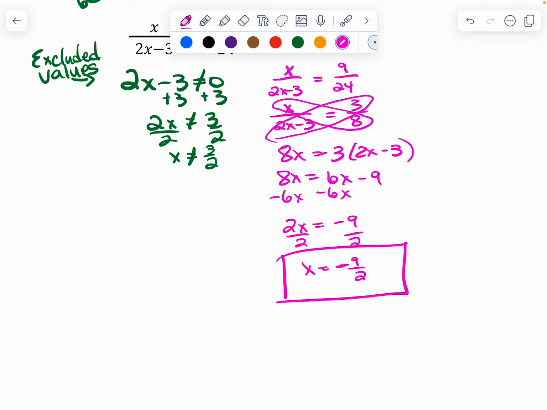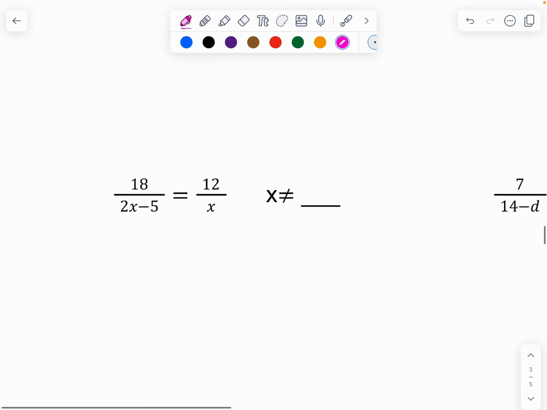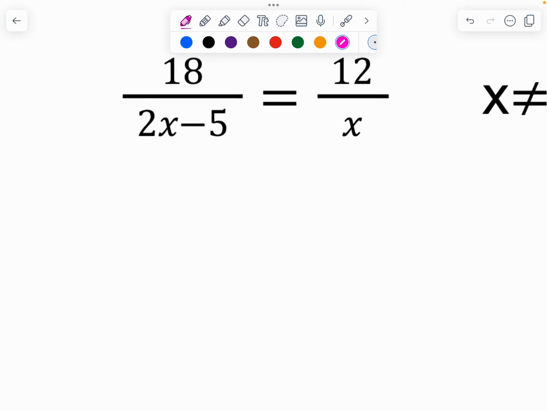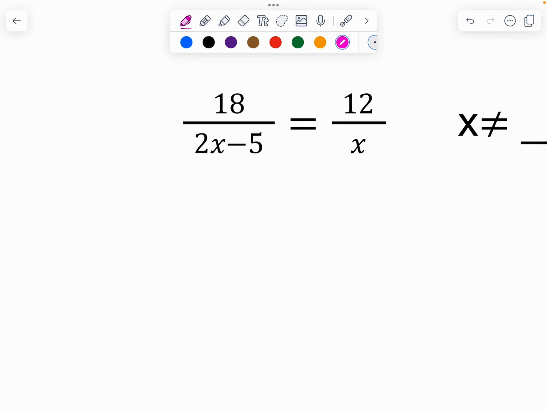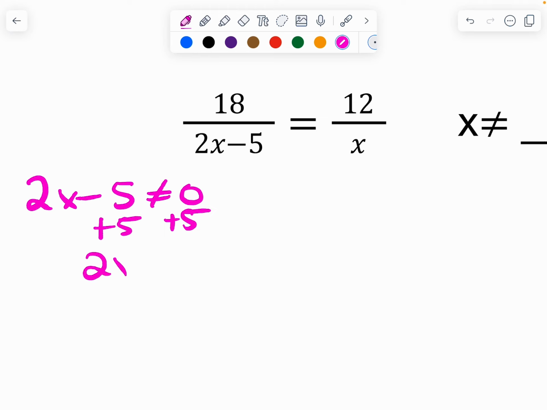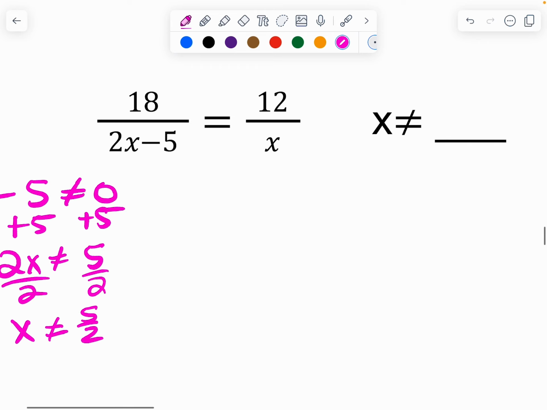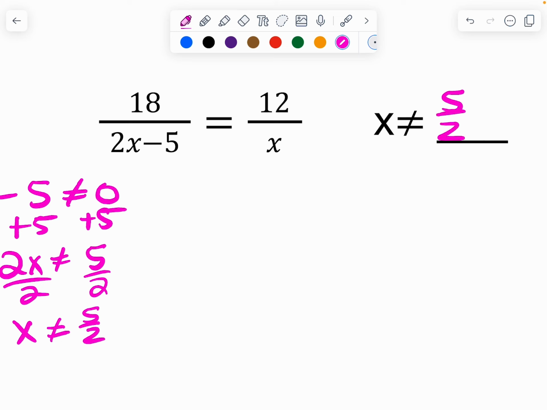We're going to do some more. Don't worry. So this one, we have variables in the denominator. In fact, both of these denominators have variables. So I'm going to do 2x minus 5 cannot equal 0. So I'm going to add 5 to both sides, and I get 2x cannot equal 5. Divide by 2. X cannot equal 5 over 2. So that's one of them. And then x cannot equal 0. So it can't be either one of those answers.